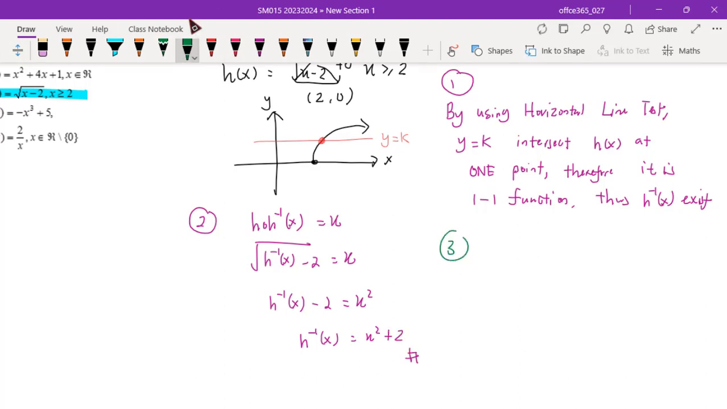And the last part, we have to determine the domain of h inverse. Actually the domain of h is given by the question, which is 2 to infinity. Automatically this is the range of the inverse. We are reading the coordinate from here: the value is 2 for x, and 0 for y. So the range of h would be 0 to infinity. Automatically this is the domain of the inverse.